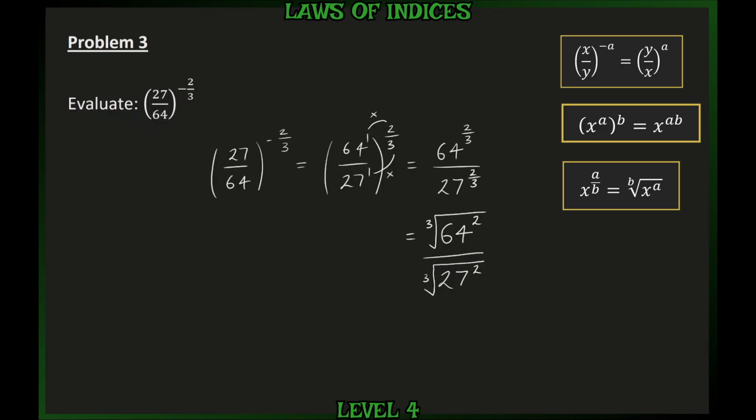Now, starting with the roots, the cube root of 64 is 4, because 4 times 4 times 4 is 64, and that still has a power of 2 on it. And the cube root of 27 is 3, because 3 times 3 times 3 is 27, and again, that has a power of 2 on it. 4 squared is 16, 3 squared is 9, and so our final answer to problem 3 is 16/9.